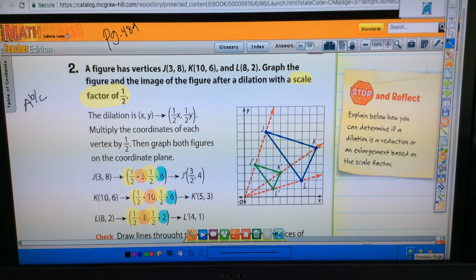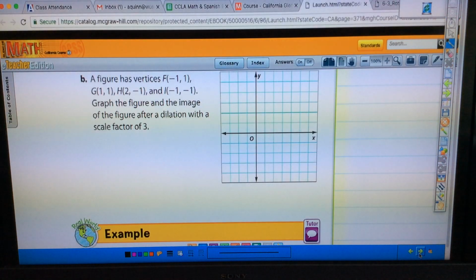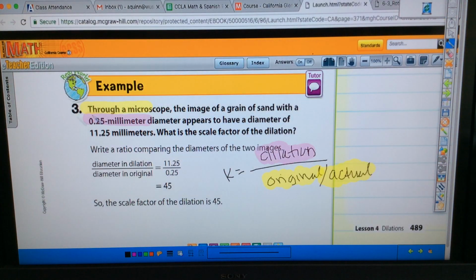Okay, so there's one other thing I'm going to have you guys look at. Before we jump into example C, take a look at example 3 on the bottom of page 489. It says, through a microscope, the image of a grain of sand with a 0.25 millimeter diameter appears to have a diameter of 11.25 meters. What is the scale factor? So the question here is not, what's the image and the pre-image. They're telling you what that information is. They're actually asking you what the scale factor is.